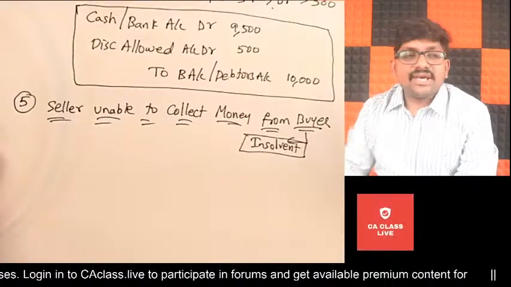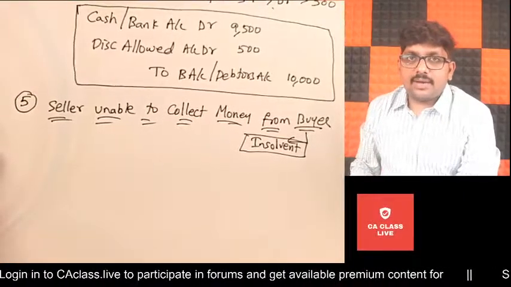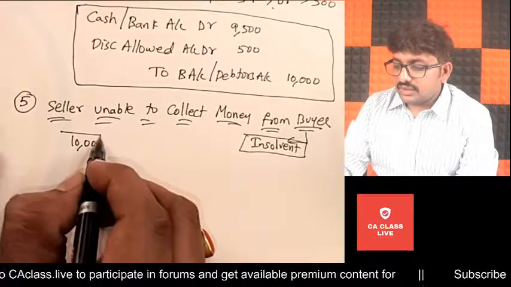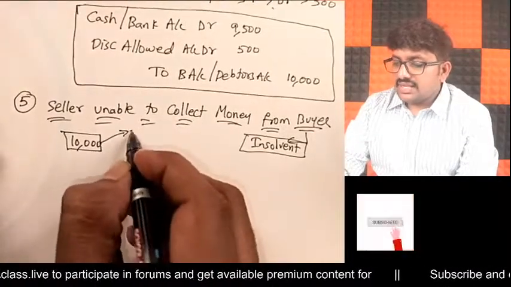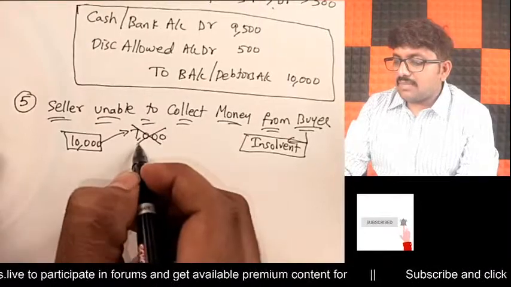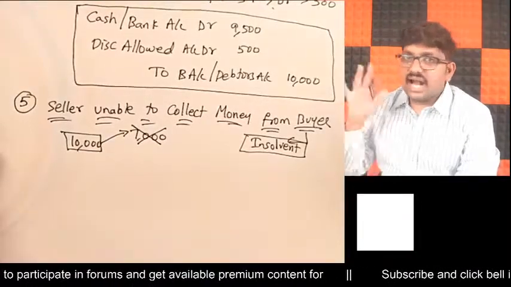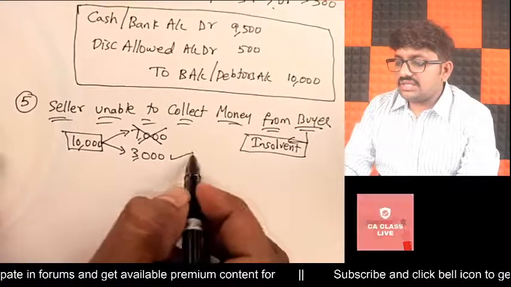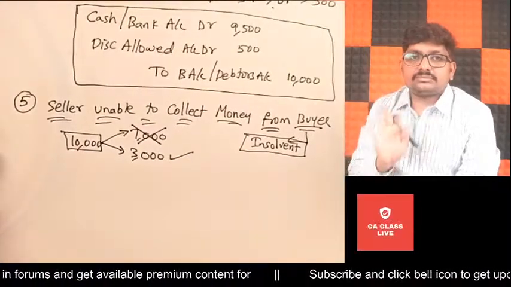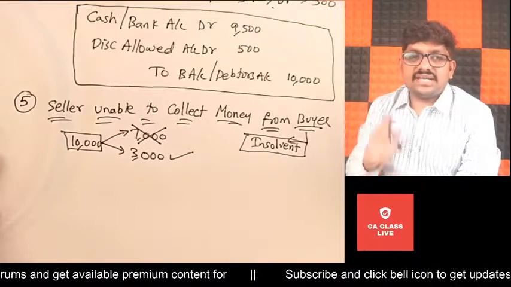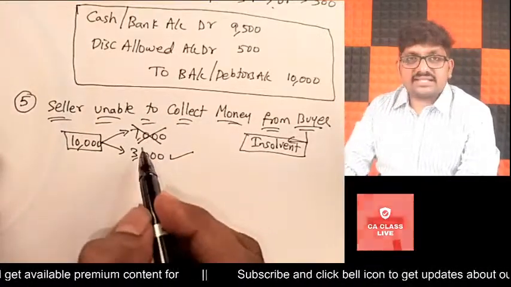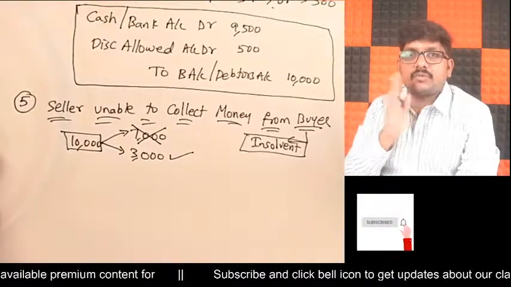Buyer became insolvent. Same example, let us take. How much initially do we have to receive? 10,000. Out of 10,000, 7,000 rupees I am unable to receive. I can't take 7,000 rupees. So I'm going to receive only 3,000 rupees and keep quiet. Because B became insolvent, he is unable to pay, so I will not be able to receive it. I will take only 3,000 and keep quiet.